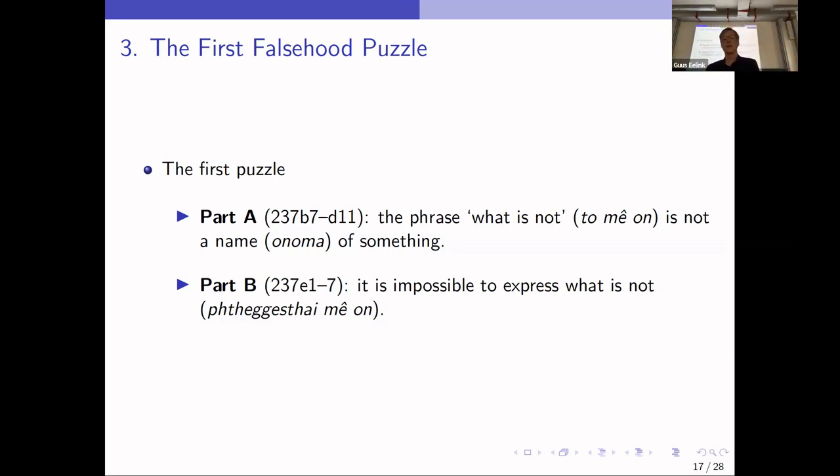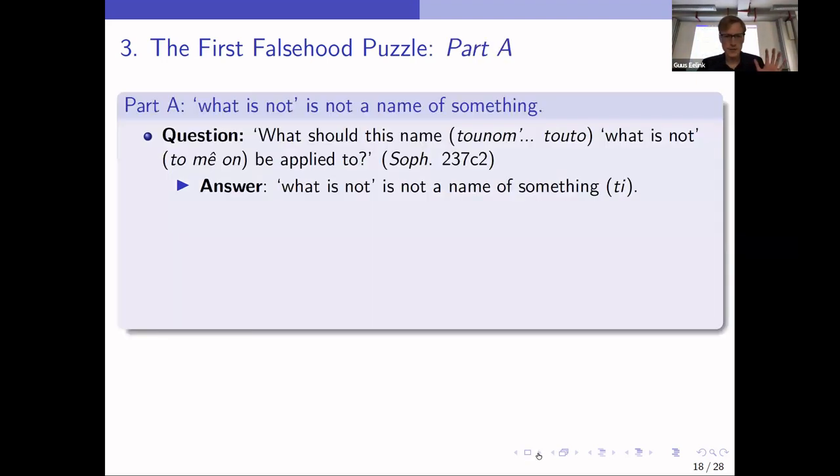And this is the overall conclusion of the puzzle, which I take to mean, or to imply at least, that it is impossible to express a falsehood. So let us first look into part A.